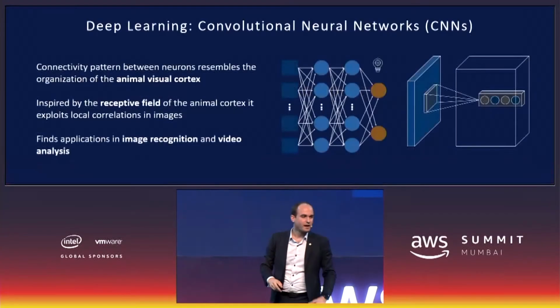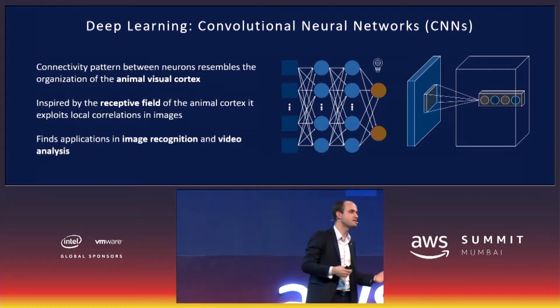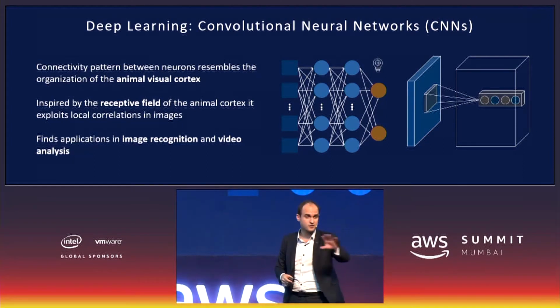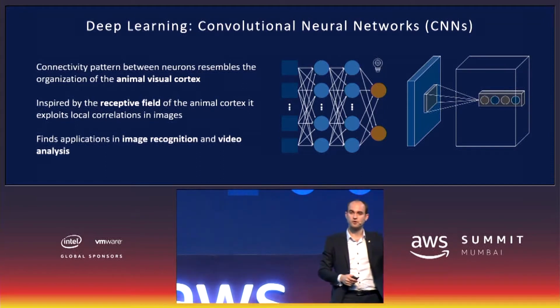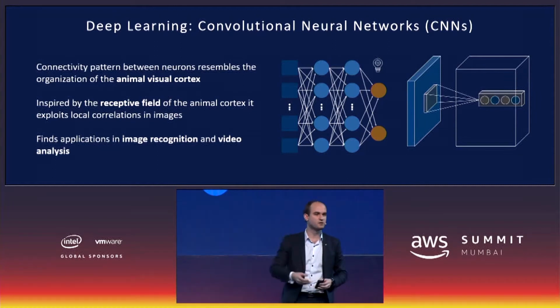Now, if you look at services like Amazon Rekognition, they are using deep learning. Specifically, they're using convolutional neural networks under the hood that are trained for you, so you don't need to worry about those. But what if I want to build my own? What's a convolutional neural network?